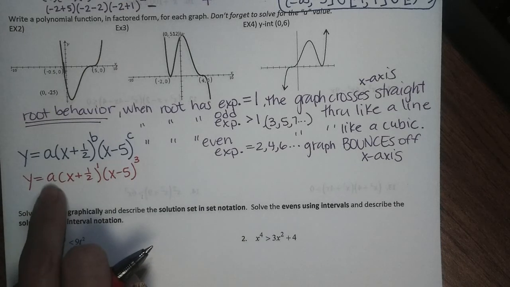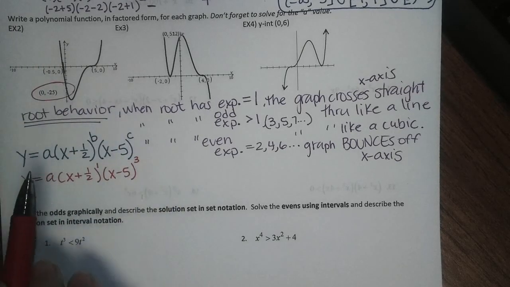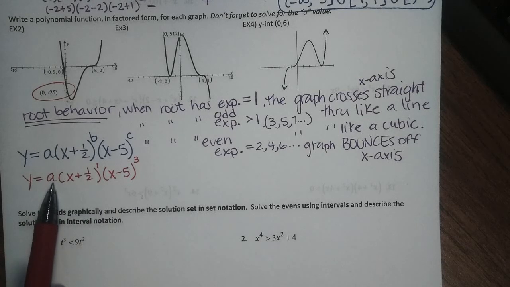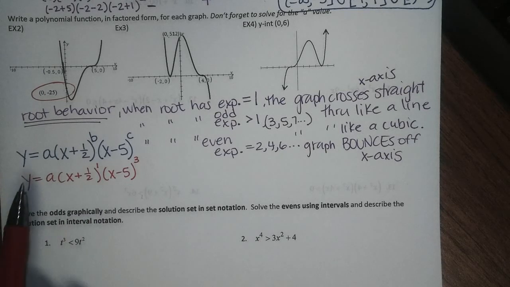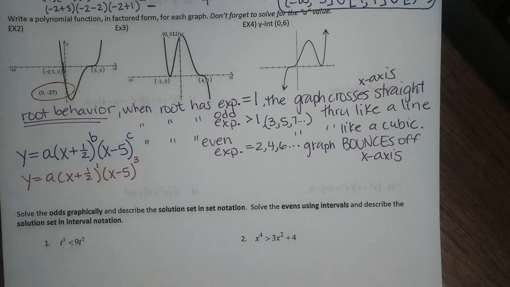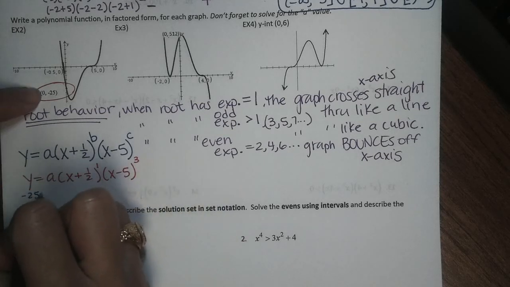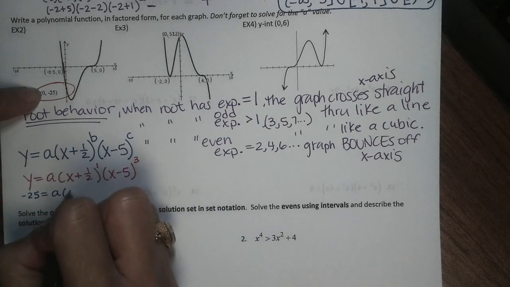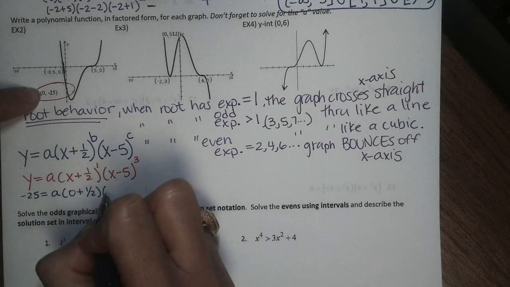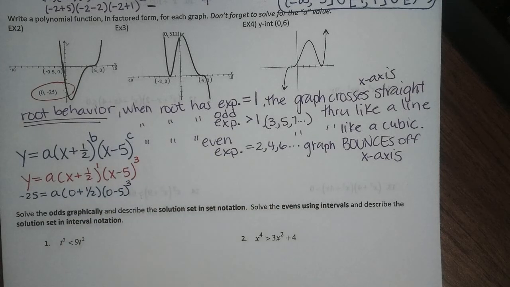The way you would find a is by plugging in the y-intercept. So plug in the y-intercept to find a. So go ahead and plug in the y-intercept into your equation here to solve for a. So y-intercept, negative 25 equals a times 0 plus a half times 0 minus 5 cubed. Simplify and solve for a.